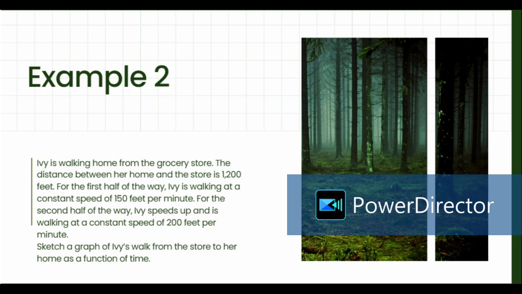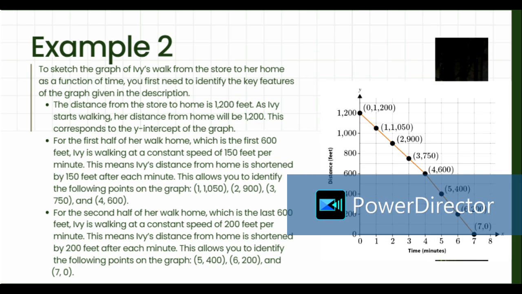Now, because this is an online class, you do not have to sketch anything at the end of the lesson, so we're just going to walk through how you would do that. So to sketch the graph of Ivy's walk from the store to her home as a function of time, you first need to identify the key features of the graph given in the description. First, the distance from the store to home is 1,200 feet. So we're going to start at 1,200 feet because home is at 0 feet, okay? As Ivy starts walking, her distance from home will be 1,200. This corresponds to the y-intercept on the graph. So that determines what our y-axis is going to be and where we're starting from.